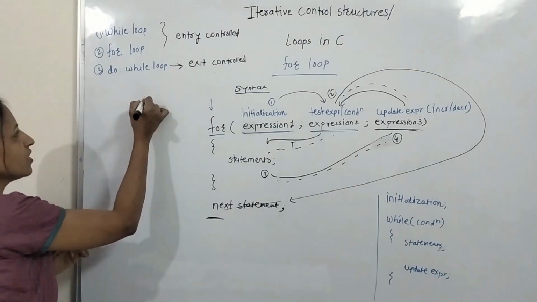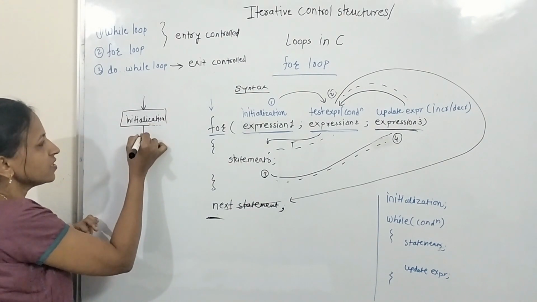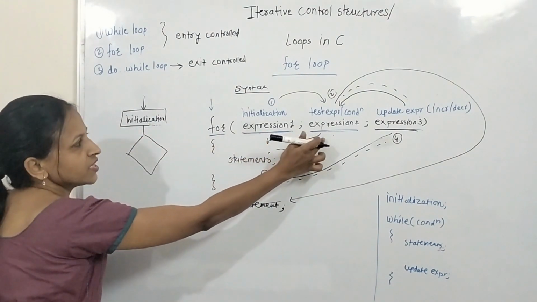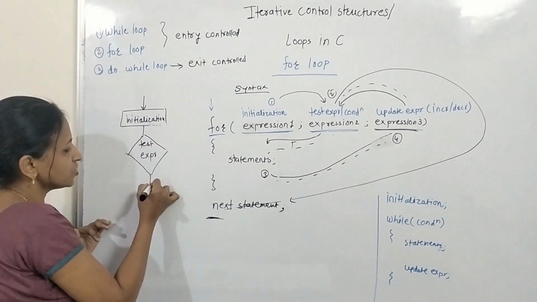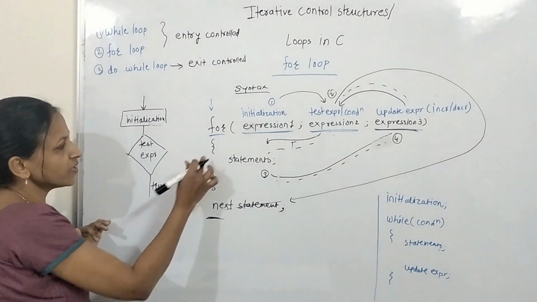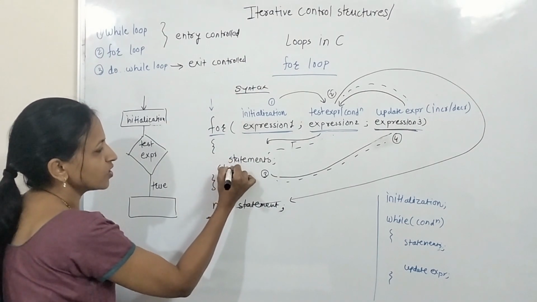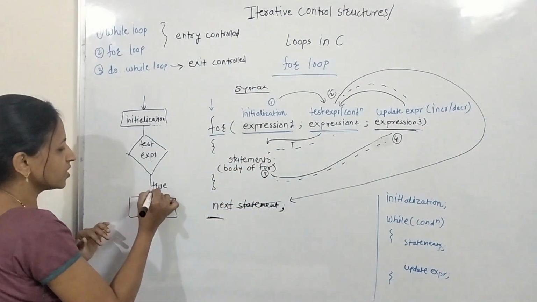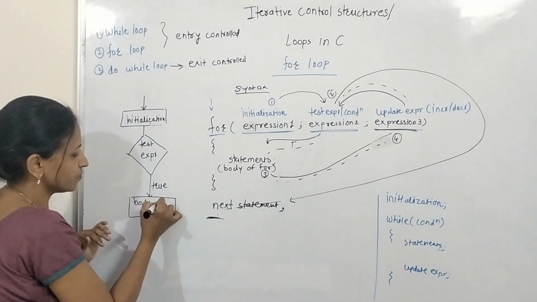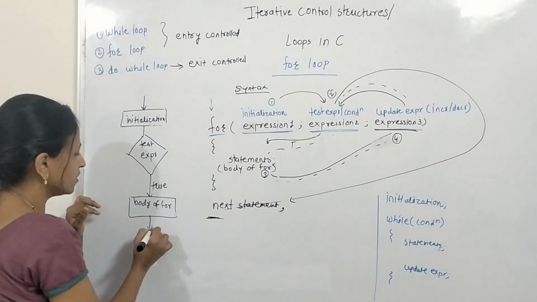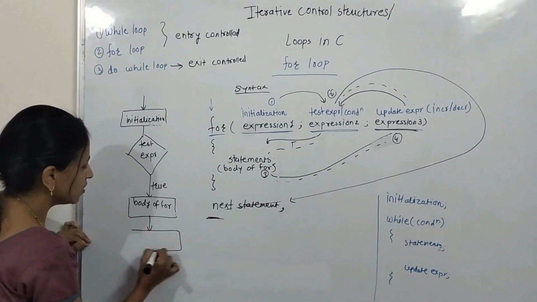I am going to explain the flow chart for this. First, whenever control comes here, it will do the initialization. After that the condition mentioned here, that is the test expression, will be checked. After checking, if the condition is true, then only the body of the for loop will get executed. Then again it will go to the update expression, meaning increment or decrement.